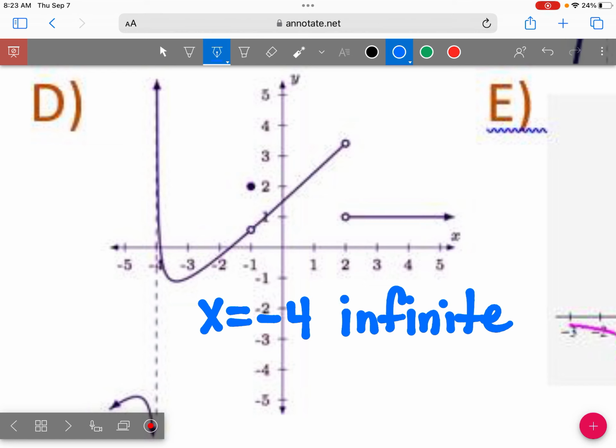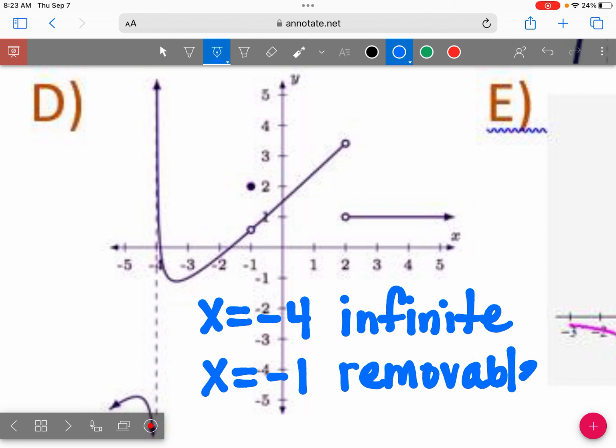And then I see another one. Where's my next one at? X equals -1, good. At x equals -1, what kind of discontinuity do we have? A removable or a hole. And then I have my third one at x equals 2. And that one is a jump.